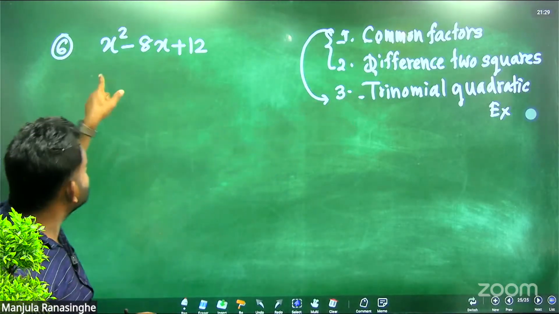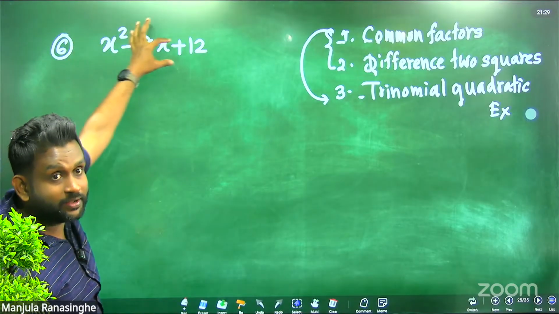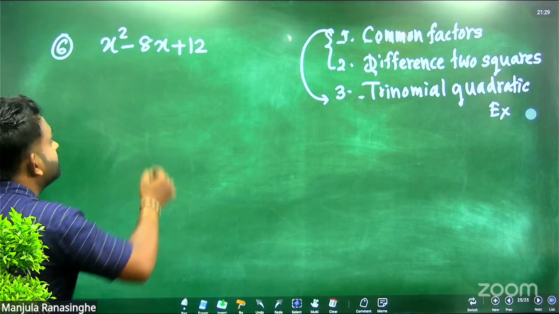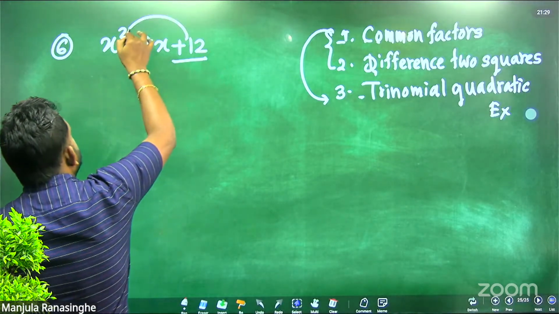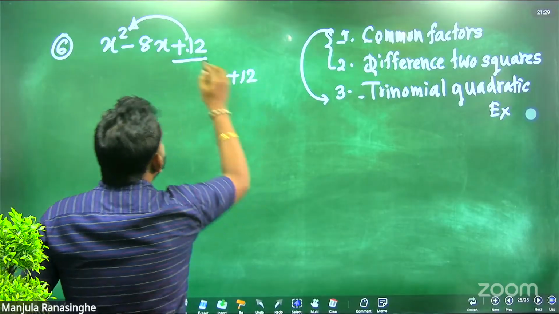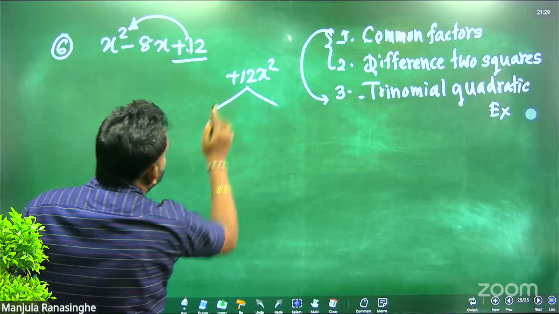Term 3 and quadratic power 2 terms there, then it appears. Now you know how to factorize this constant term. You take and multiply with x squared term, then it comes as plus 12 into x squared. So it is a plus product, plus answer.